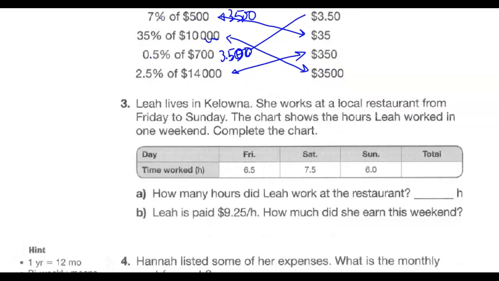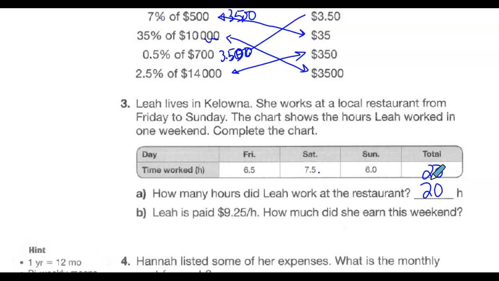Okay, Leah lives in Kelowna. She works at a local restaurant from Friday to Sunday. The chart shows the hours Leah worked in one weekend. Complete the chart. So Friday 6.5, Saturday 7.5, Sunday 6. So how many hours did Leah work at the restaurant? So add those up. So again, you can use your calculator if you need to, but you do the whole numbers first. So 6 plus 7 is 13, plus 6 is 19. And then a half an hour and a half an hour is a whole, so 19 plus 1 is 20.